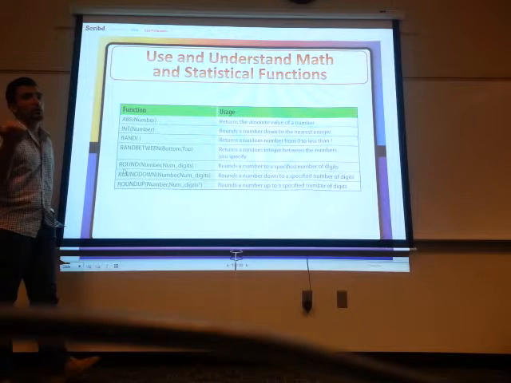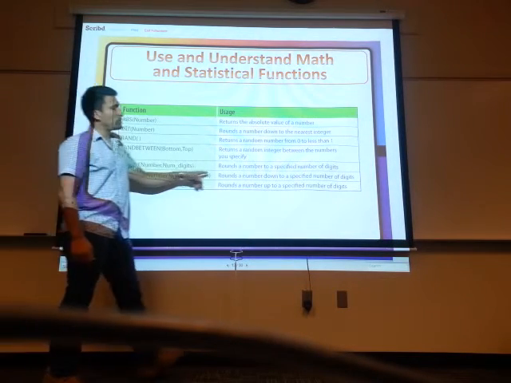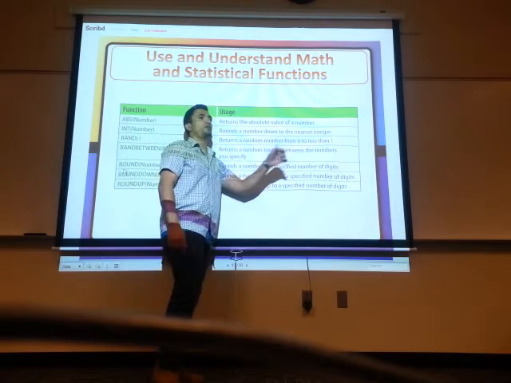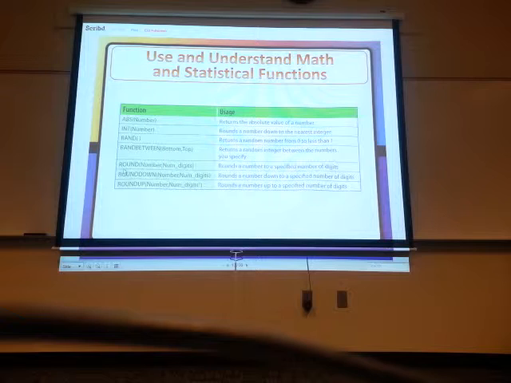Should be like a whole number: 1, 2, 3, 4, 5, 6, 7. Rounds a number to a specified number of digits. You can have 2 digits, 3 digits, but you have to put an argument that will specify the number of digits.